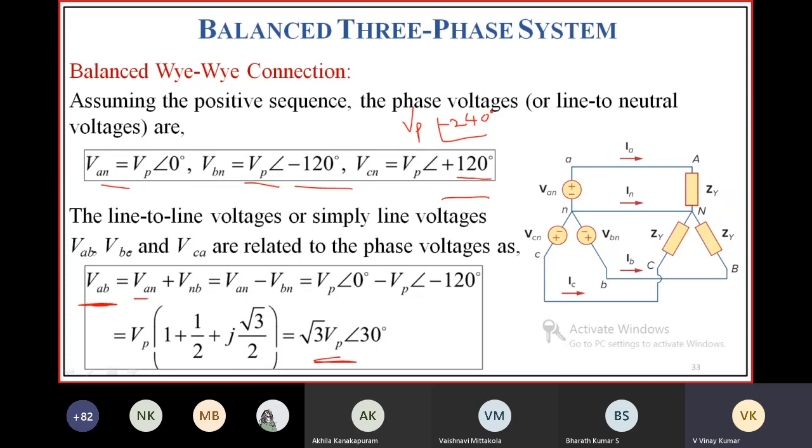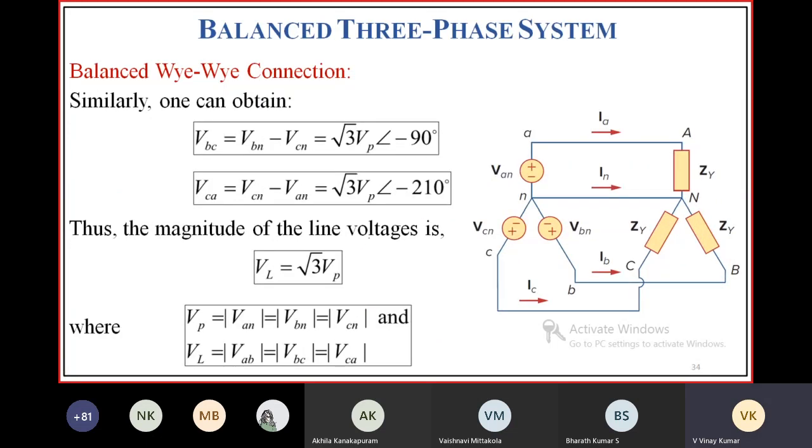VAB is equal to VAN plus VNB, which is equal to VAN minus VBN. We have already discussed this. VAN is VP at an angle 0 degrees minus VP at an angle minus 120 degrees. If you take VP as common, then 1 at an angle 0 degrees minus 1 at an angle minus 120 degrees, and finally you will get root 3 VP at an angle 30 degrees. Here, magnitude as well as phase angle are both included.